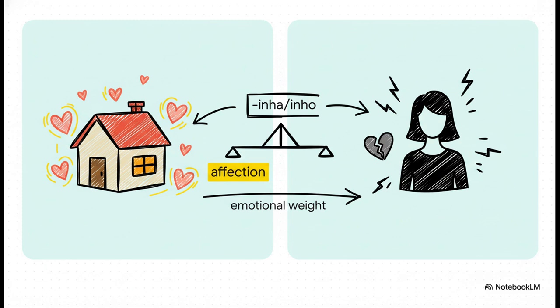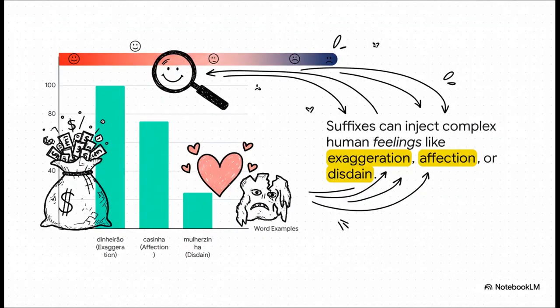But add a similar suffix to mulher, which is woman, and you can get mulherzinha. This can be used to express disdain or contempt, the exact same type of suffix, but the context gives it a completely different emotional punch. This chart just illustrates that emotional range perfectly. Look at the top. The suffix ão on dinheiro, money, gives you dinheirão. That's not just money, that's a fortune. It's pure exaggeration. Then you've got that warm affection in casinha, and you can go all the way down to the negative disdain in mulherzinha. All of that complex human feeling is coded right into the word's ending.